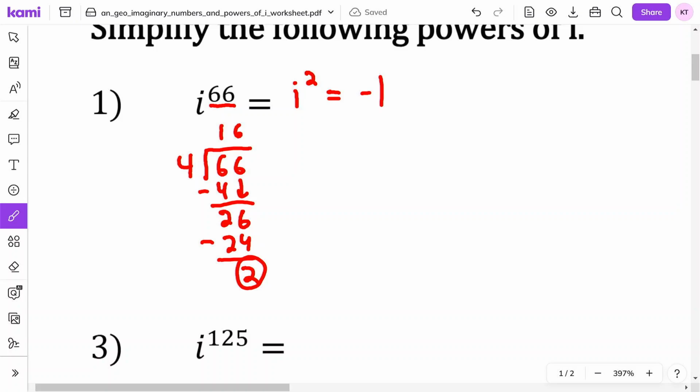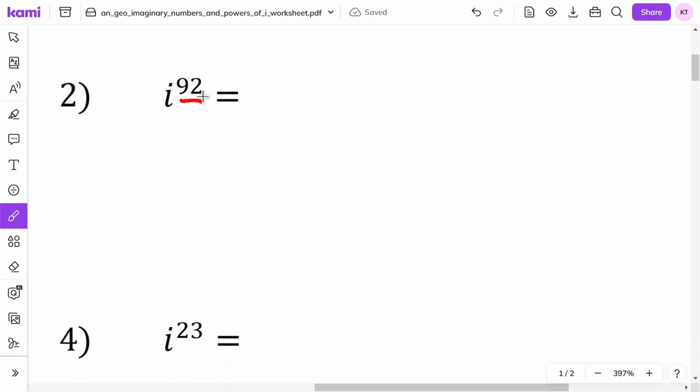Again, what we're doing here is we're dividing our i power by 4, and then taking our remainder and using that as our new i power, because that should fall between the numbers 0 and 3. We won't ever get a 4, because 4 will be a remainder of 0. We'll see that in a future example. So I look at my next example. Again, I'm going to do the same thing. I have i to the power of 92, and I'm going to divide 92 by 4.